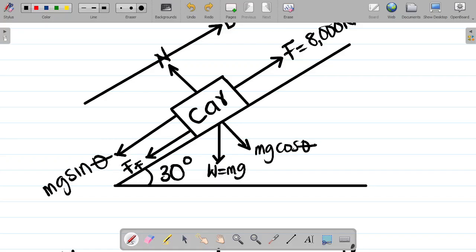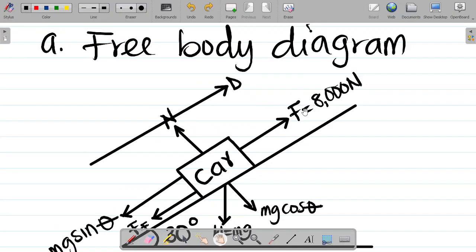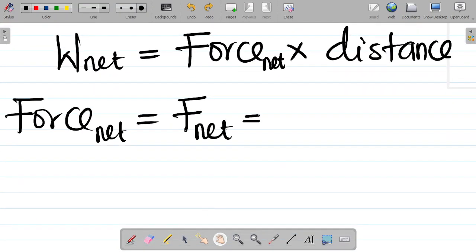Now, which of these forces goes in the same direction? That's F. F goes in the same direction, so F becomes positive. So that becomes equal to F.